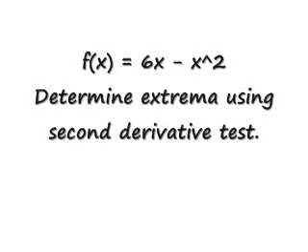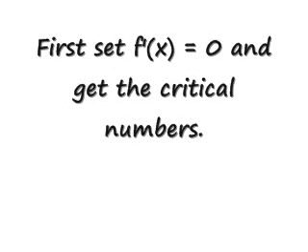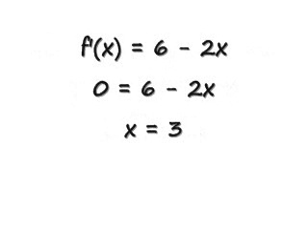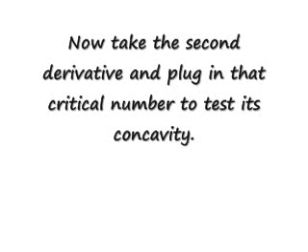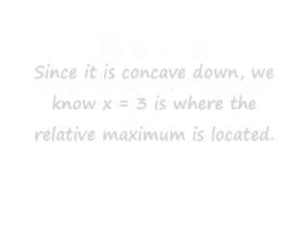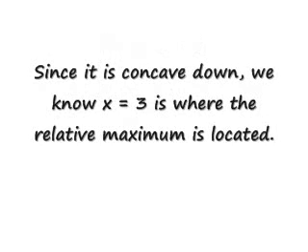For this problem, we need to find all relative extrema using the second derivative test for the function 6x minus x squared. Alright, the first thing you do, just like in the first derivative test, is set f prime of x equal to 0 to get the critical numbers. In this, you have 6 minus 2x is equal to 0, so you solve for x and get x equals 3. The next thing you're going to do is take the second derivative and plug that critical number you just found into the second derivative to test for concavity. When you plug 3 into f double prime of x, you get negative 2, which is concave down. Since it is concave down, we know x equals 3 is where the relative maximum is located.